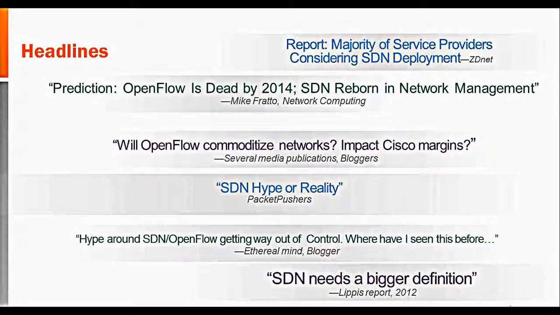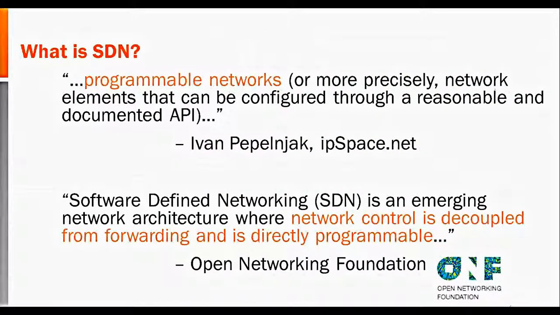So what is software-defined networking? Well, Ivan Pepelnjak, I hope I'm pronouncing his name correctly, defines it as programmable networks, or more precisely, network elements that have been configured through a reasonable and documented API. I don't think that definition is quite sufficient, though. The Open Networking Foundation goes on, and they say that software-defined networking is an emerging network architecture where network control is decoupled from forwarding and is directly programmable.